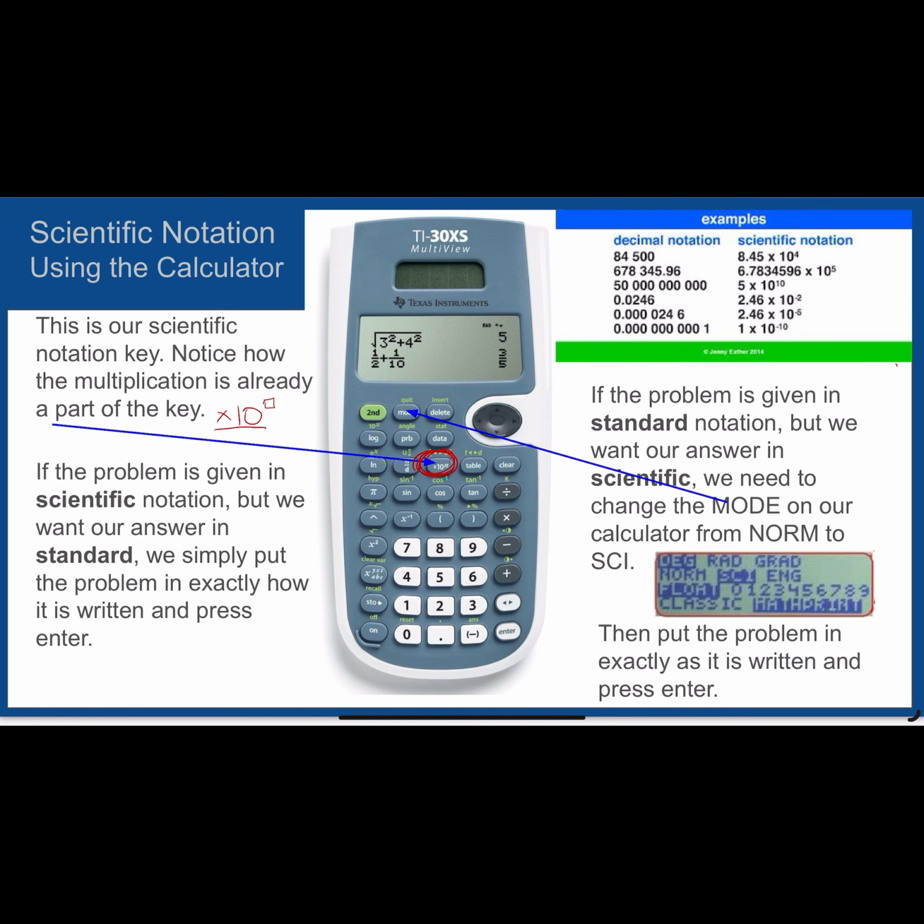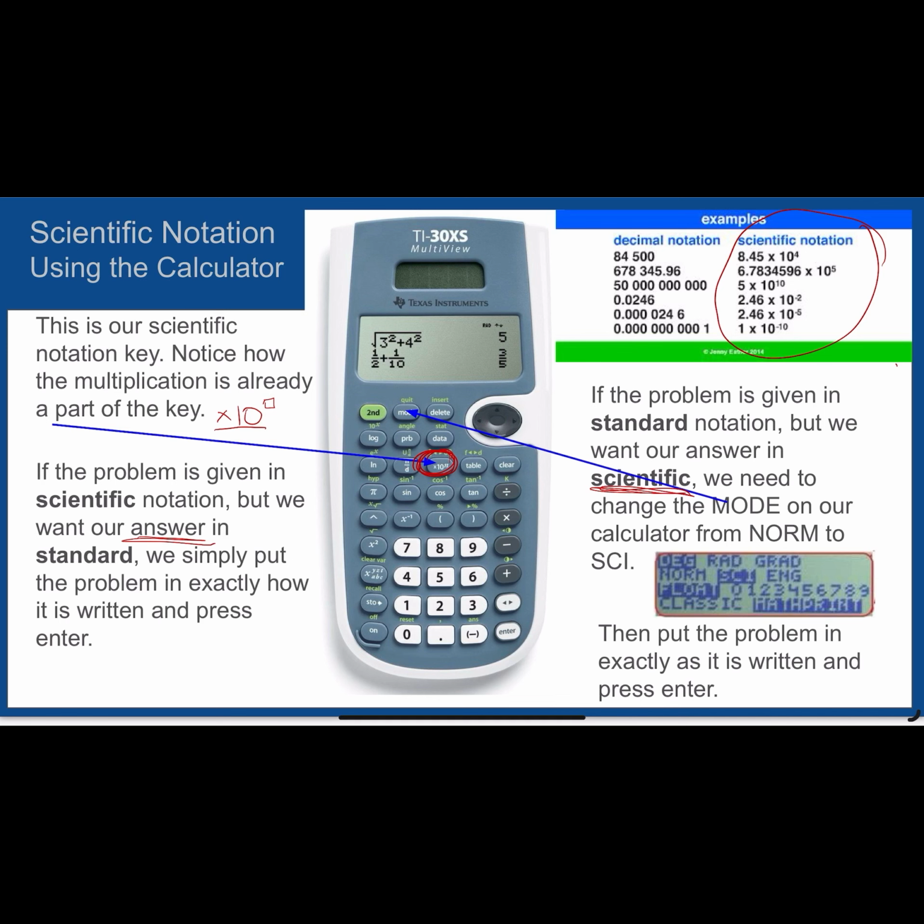The other thing is, when you're trying to decide what you need to do with your calculator, you need to look at the answers. If your answers are still in standard notation, that expanded form that we were working with, then keep your calculator in your regular normal mode and just use that scientific notation key. However, if your answers are written in scientific notation, so your answers in the problems look like that, we need to change the mode in our calculator.